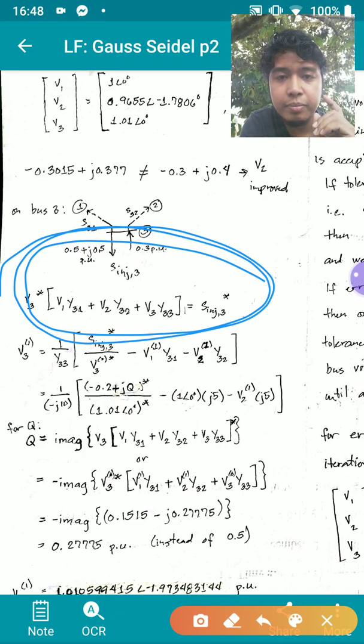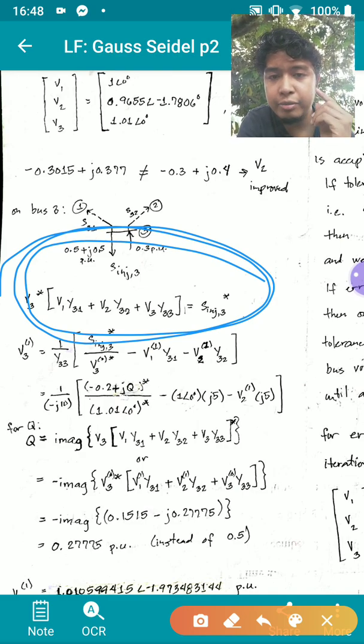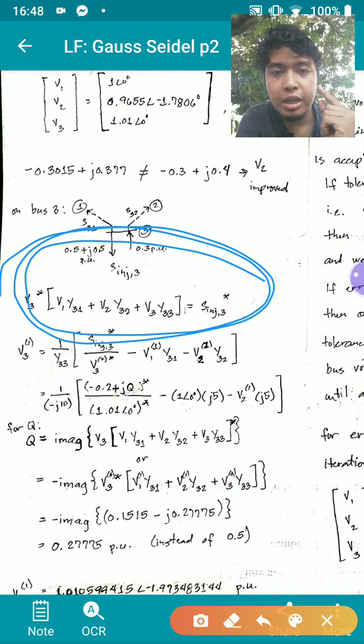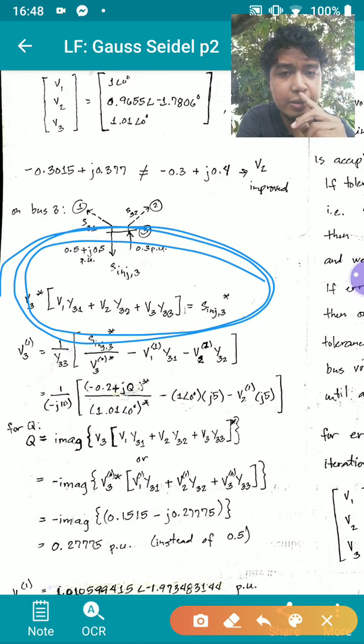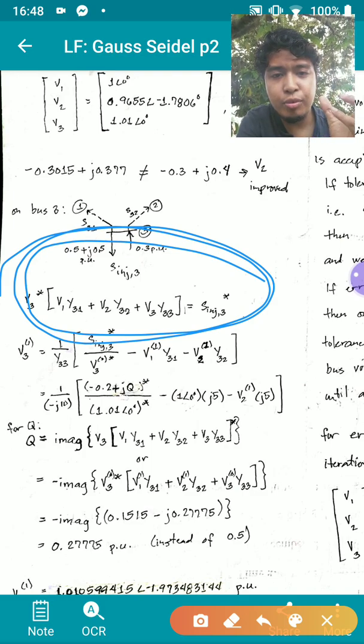It will be close to negative 0.2. Take note, it may be far from positive j0.5, because of the conjugate, and because we set bus 3 to be PV. That means we are not monitoring the value of Q.